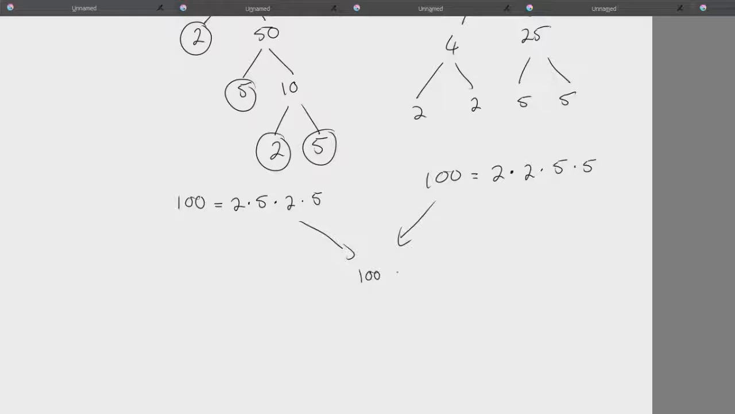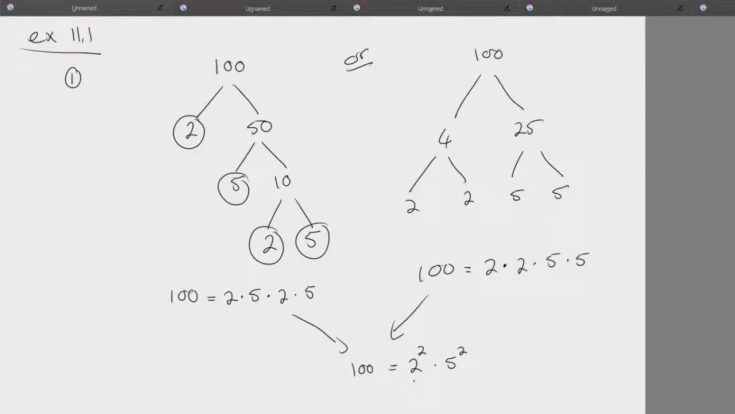And we can write it perhaps in a more condensed way by using powers of 2. There are 2 2s multiplied together, and there are 2 5s multiplied together. Even though all of these are the same, we're going to use this more condensed version of the factorization of the number so I can see how many prime numbers are used and how many times. So there's the prime factorization of 100.